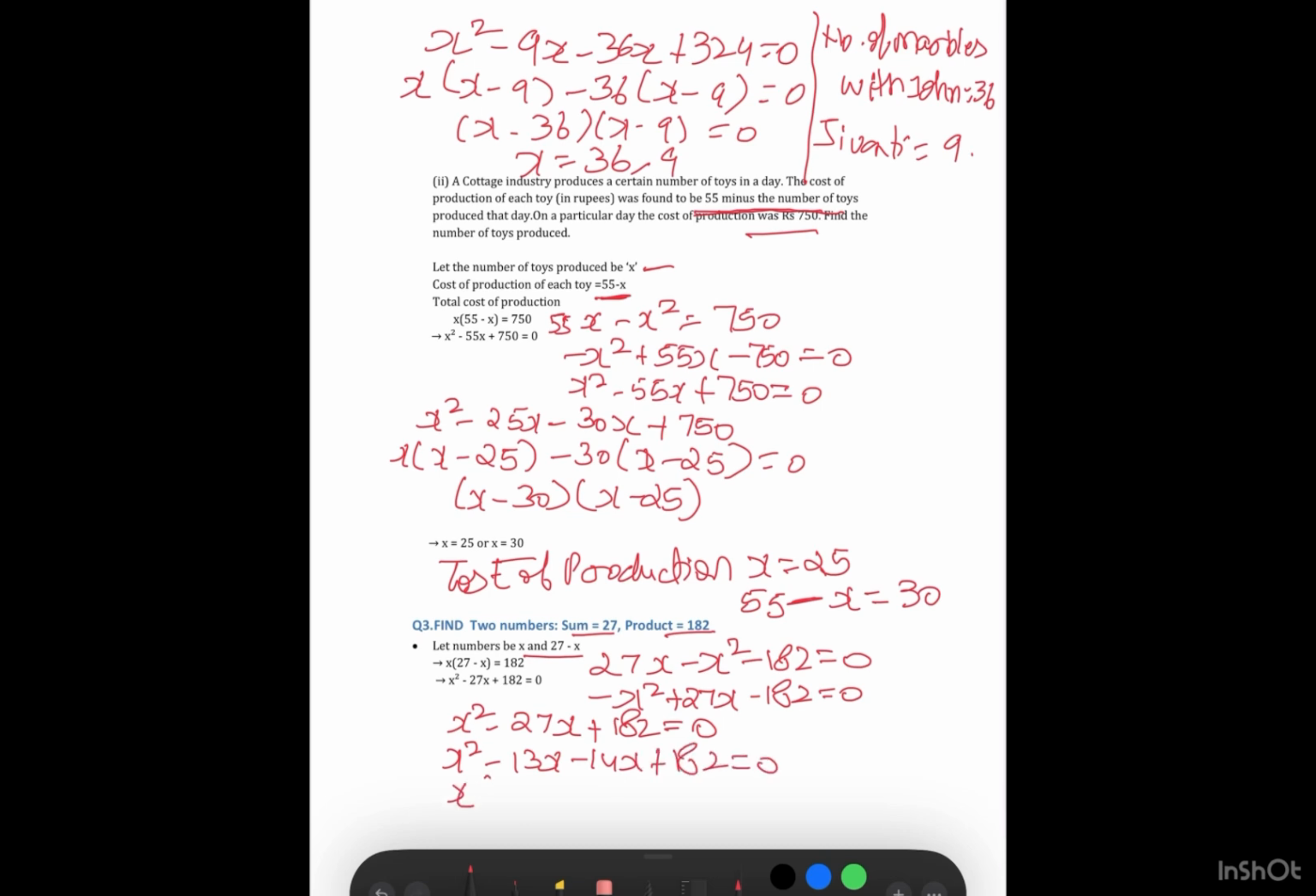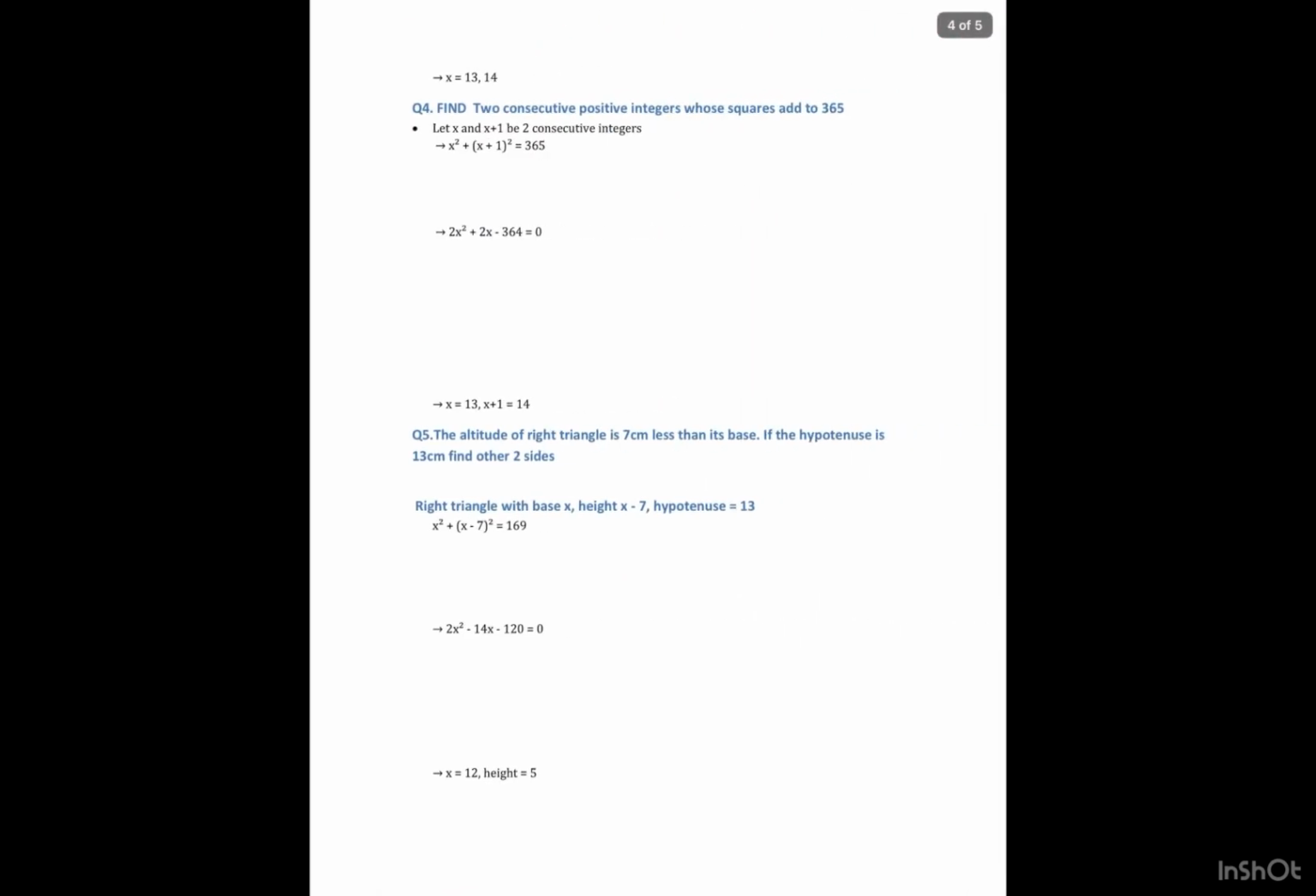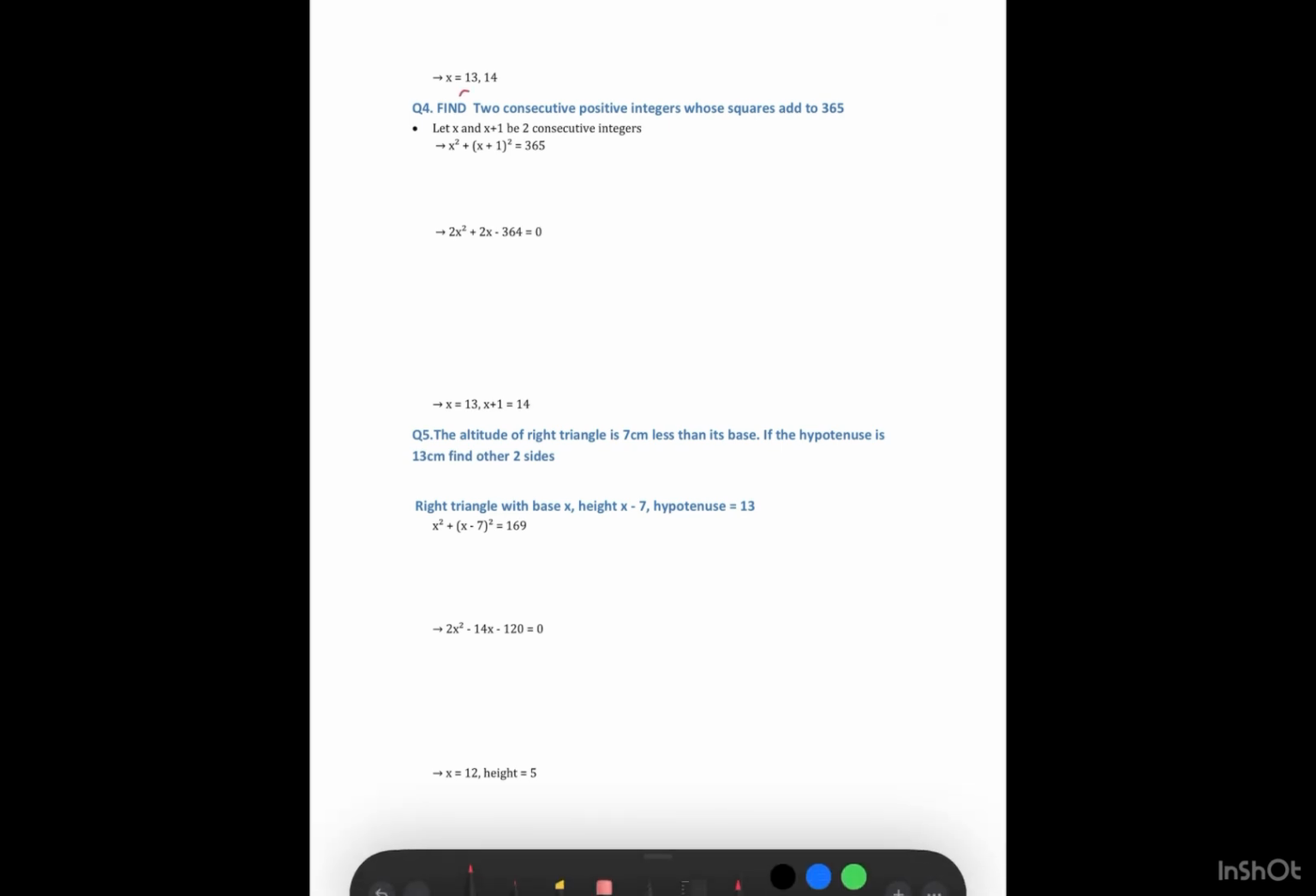From the first two terms we will take out common x, and x minus 13 would be left in the bracket. From the last two, minus 14 is common. I'm again left with x minus 13 in the bracket. So x minus 13 bracket is common. We would be left with x minus 14. So the value of x is either 13 or 14. Next question.